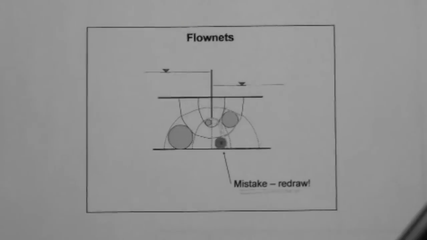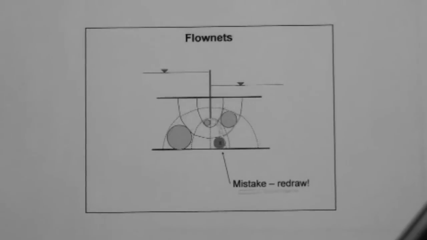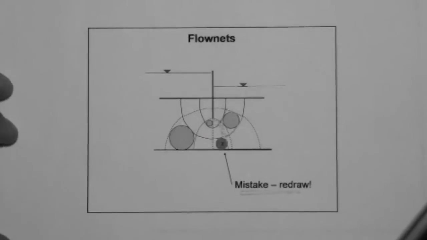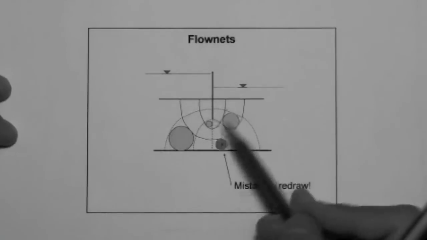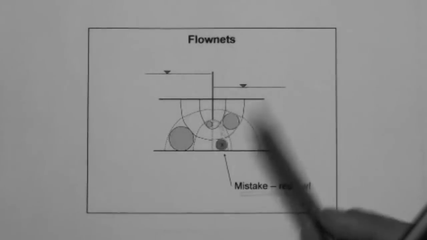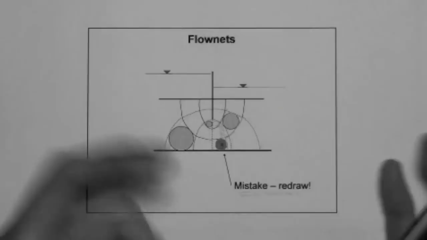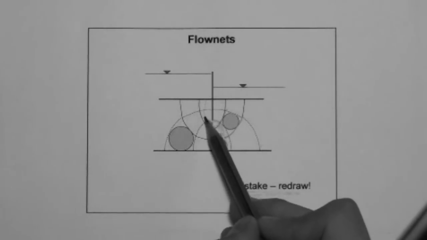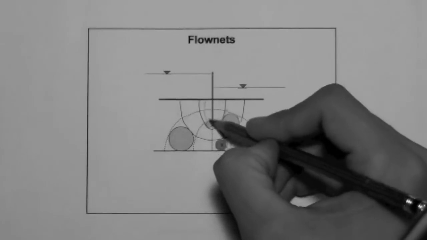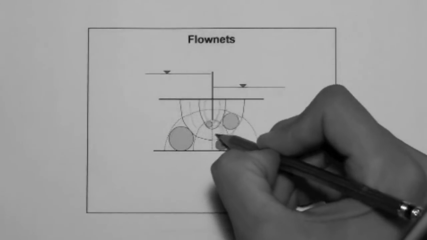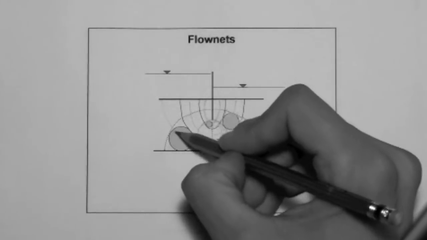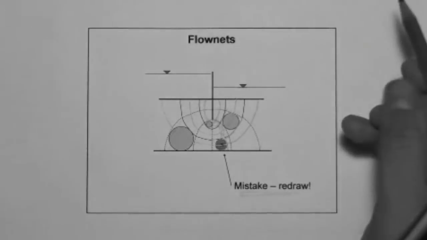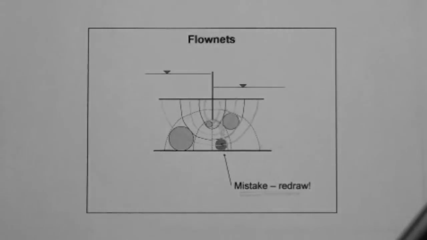Another question that often pops up in a student's mind is, well, if I were to actually draw the flownet, how many flow lines should I have and how many equipotential lines should I have? I mean, I could draw here one more flow line, and then one more here, and I can draw one more here like this. Okay? I could have more. So how do I know how many?